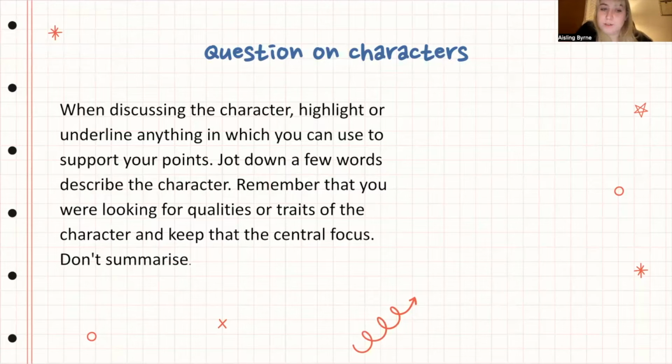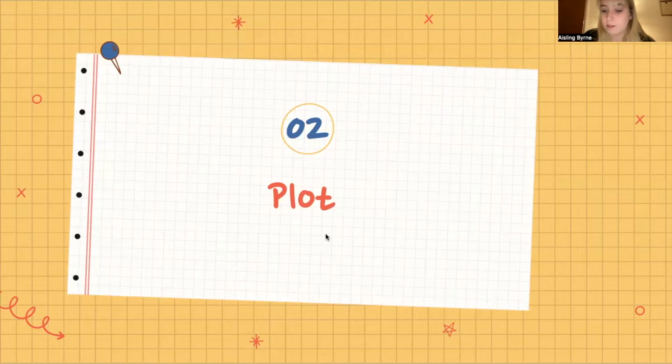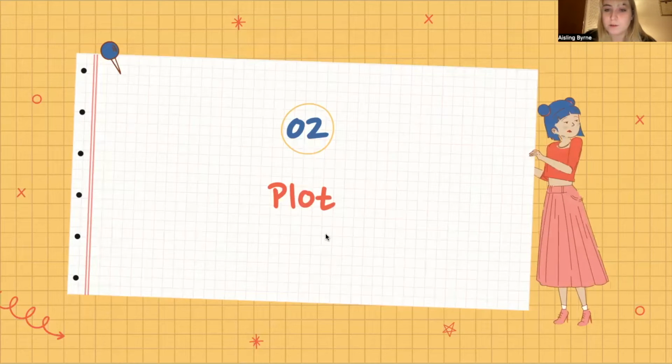Jot down a few words to describe the character. So that'll be in our little plan that we do. Jot down maybe a few little lines. And remember that we're looking for qualities or traits of the character, and keep that as your central focus. So we're not looking at what happened in the story. We're just looking at the specific character, and don't summarize. Just remember, please don't summarize. Try to keep the focus on the character. So we're just going to move on to plot now.